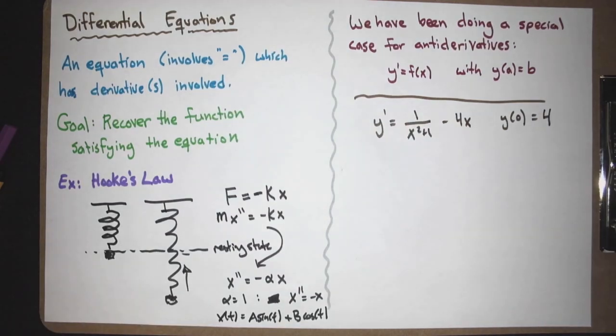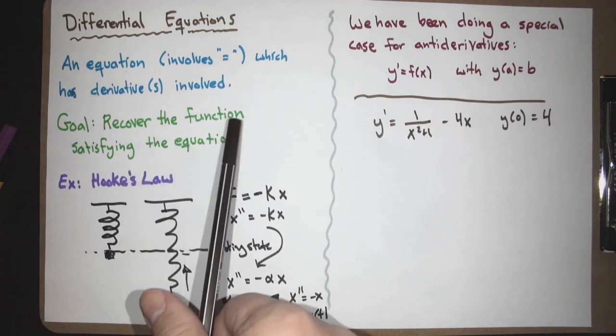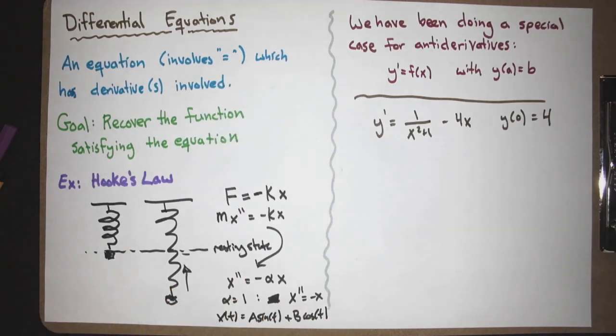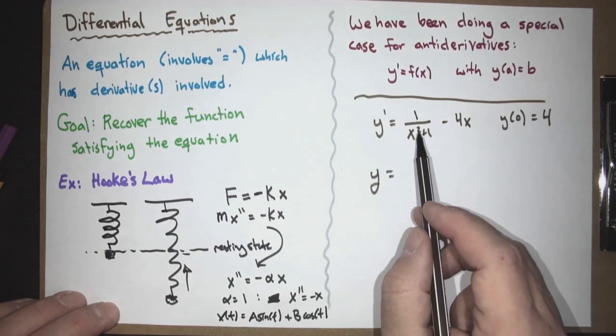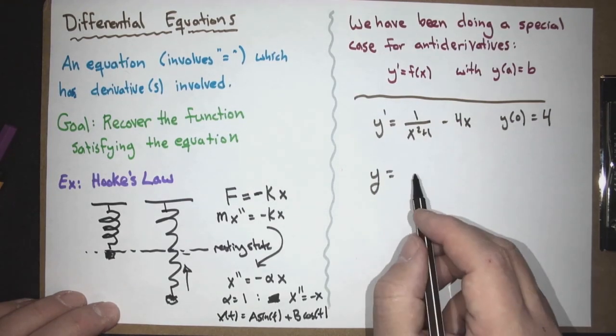Suppose you have this problem. All right. So the goal, recover the function. In other words, solve for y. Can we solve for y here? What do we do? Well, we find the antiderivative. What's the antiderivative of 1 over x squared plus 1 minus 4x?